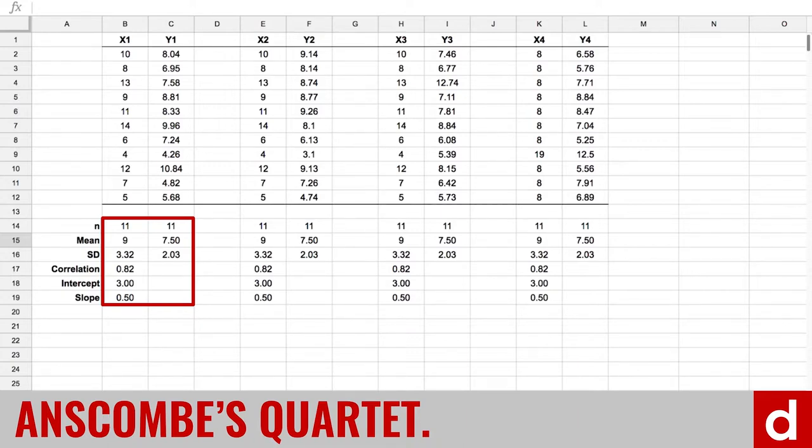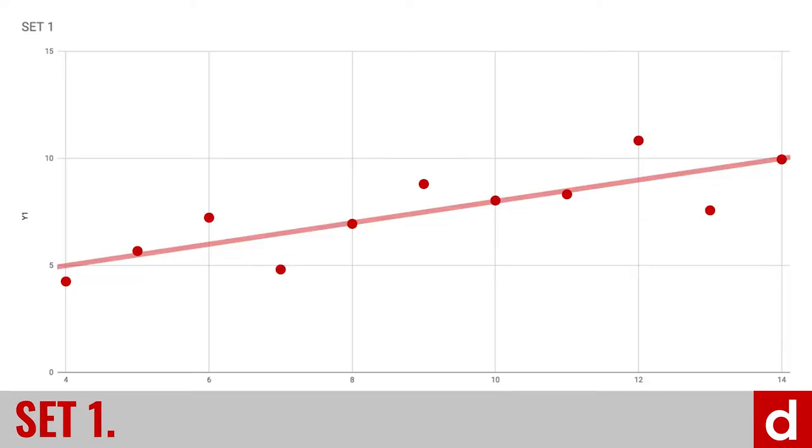See those numbers right there? They're the same as those numbers right there, are the same as those numbers right there, are the same as those numbers right there. So, based on a cursory numerical analysis, these four data sets are identical. On the other hand, when you graph it, you see it doesn't really hold up. Here's the first set of data.